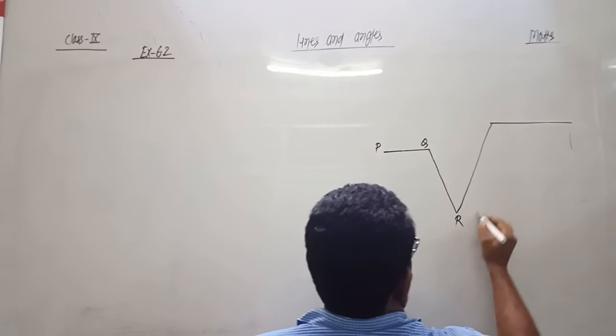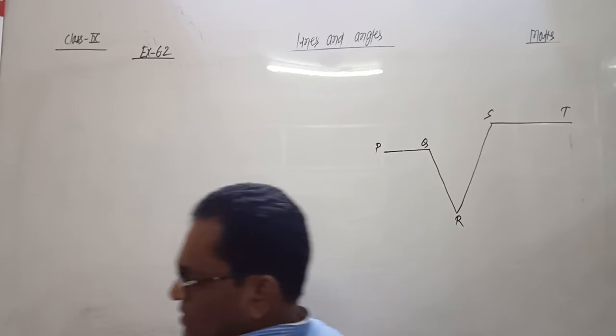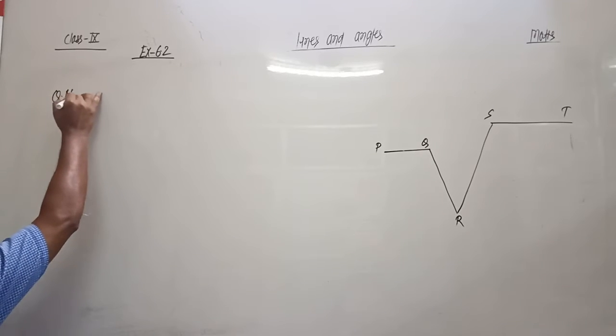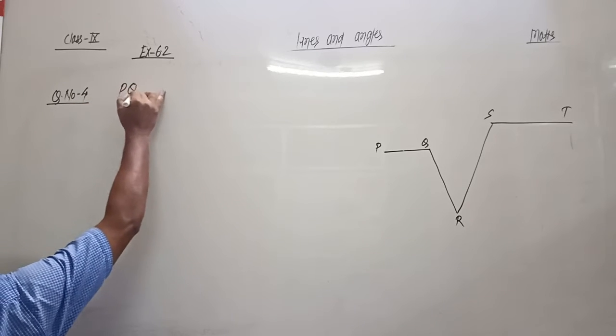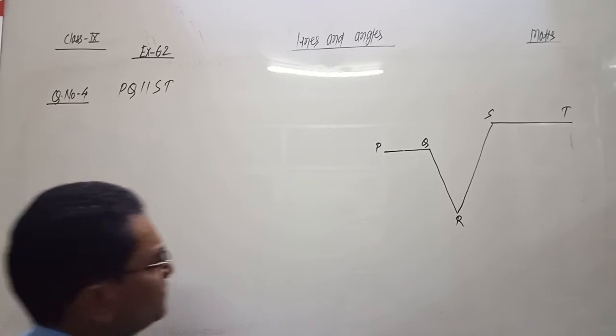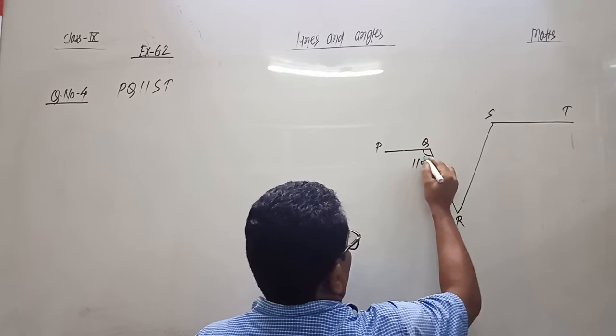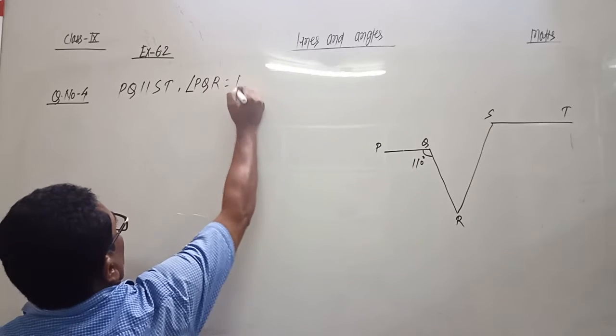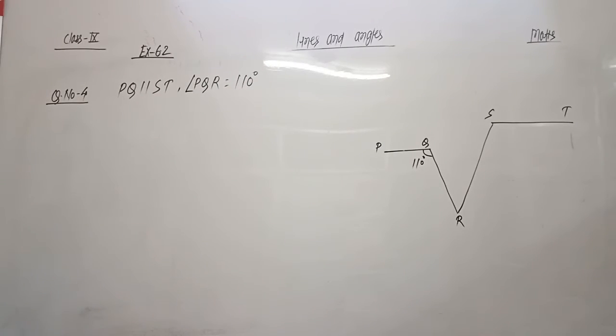PQR, S and T. So PQ is parallel to ST. It is given that PQ is parallel to ST. Angle PQR is 110 degree. And angle RST is 130 degree.